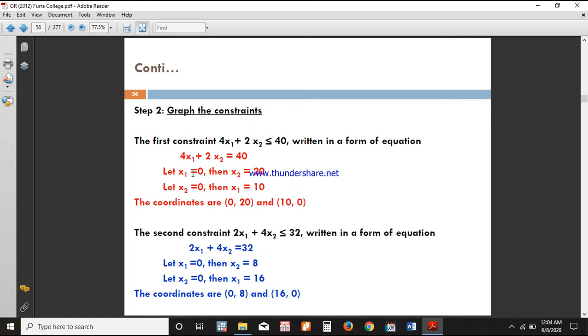Therefore, to graph the constraint, when x1 is 0, you can find the value of x2, which is clearly 20. When x2 is 0, then x1 will clearly be 10. Therefore, these are the coordinates of the first constraint, x1 and x2. When we come to the second constraint, 2x1 plus 4x2 less than or equal to 32, you can change this inequality to an equality and let x1 be 0, then x2 is 8. When x2 is 0, x1 is 16. Therefore, the coordinates are here.